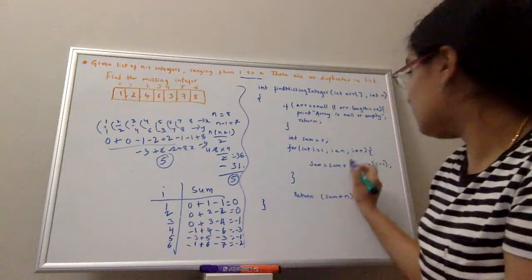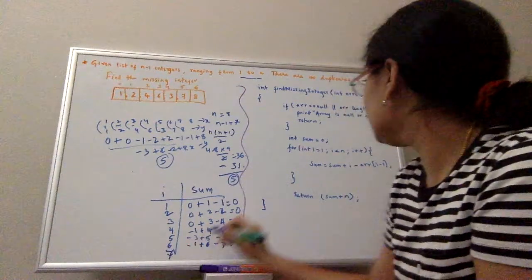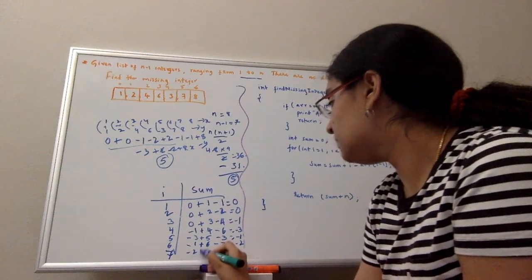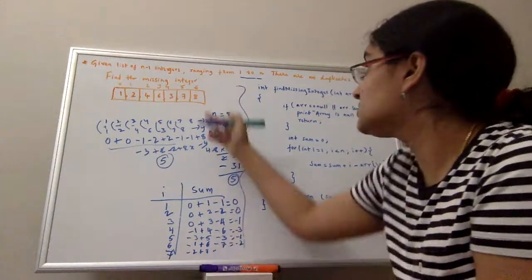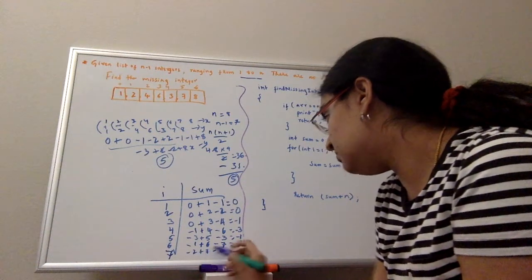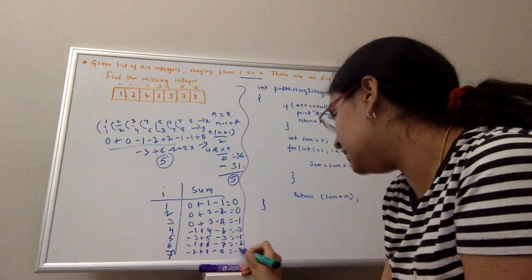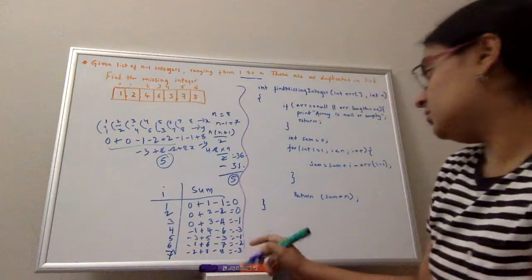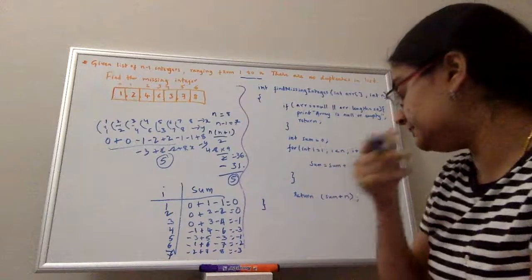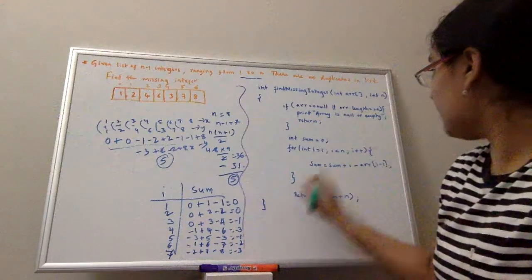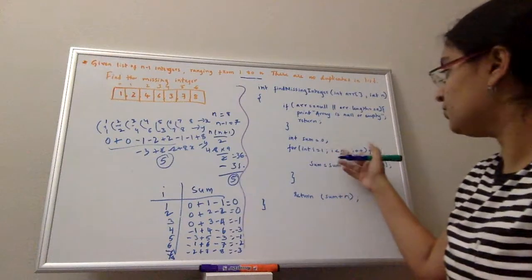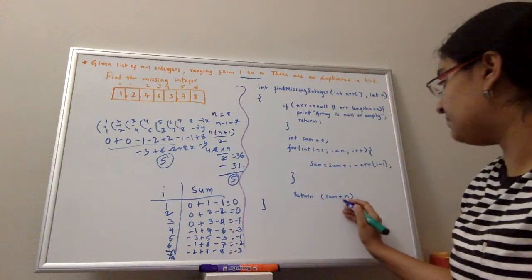Okay, now i value is 7. Is 7 less than 8? True. So minus 2 plus 7 minus 8. So my answer is minus 3. This is minus 3. Now i value is incremented to 8. Is 8 less than 8? No. It will come back and return sum plus n.